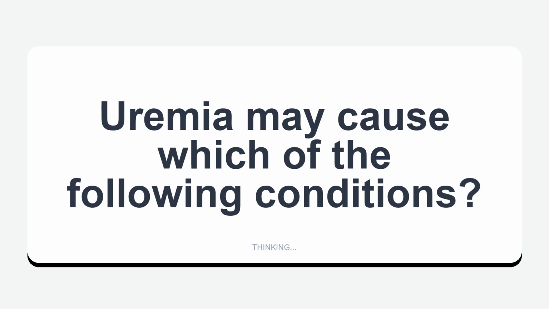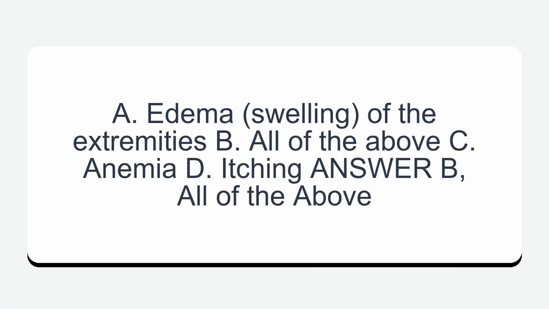Uremia may cause which of the following conditions? A. Edema, swelling, of the extremities. B. All of the above. C. Anemia. D. Itching. Answer: B. All of the above.